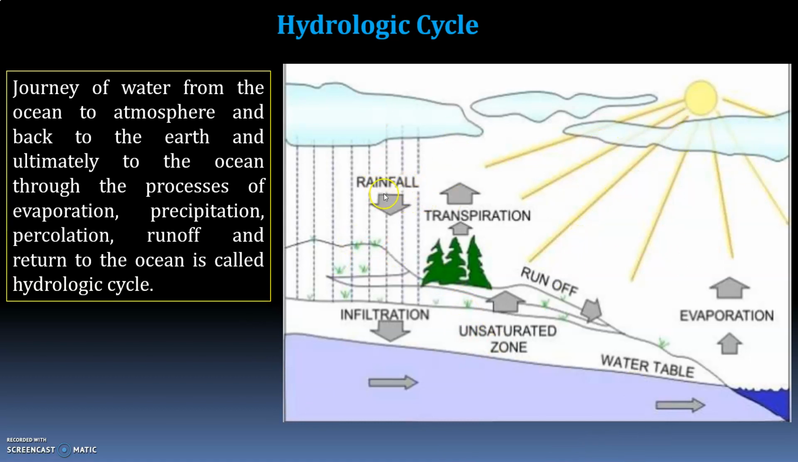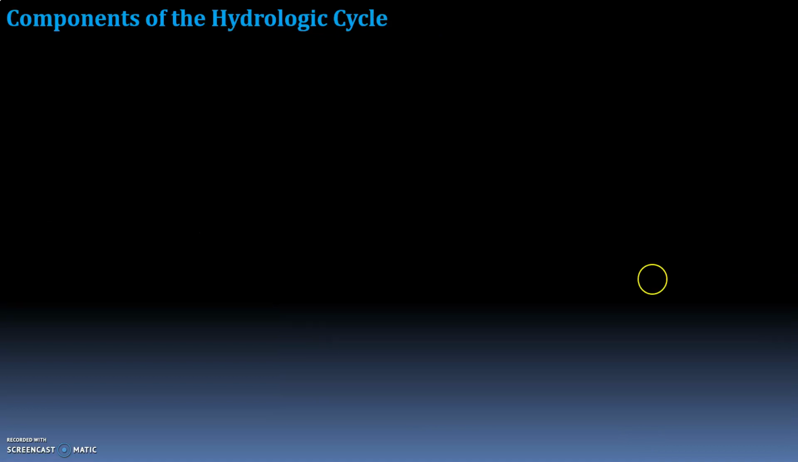This is the first process: rainfall, transpiration, infiltration, runoff, then evaporation. This is the unsaturated zone and this is the water table. It is nothing but the journey of water from the ocean to the atmosphere and back to the earth and ultimately to the ocean through the different processes and finally return to the ocean. That is called hydrologic cycle.